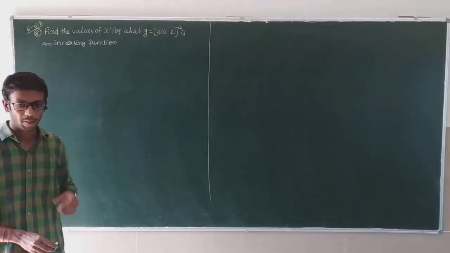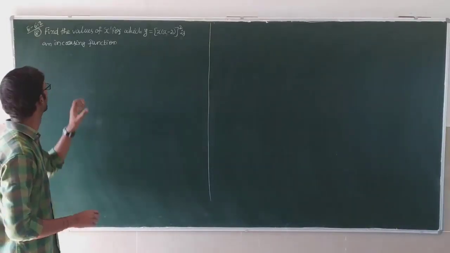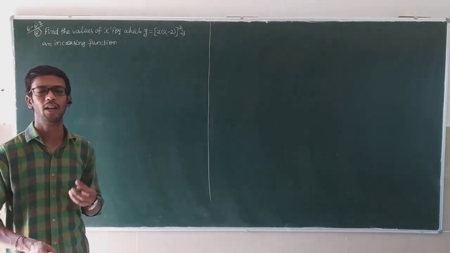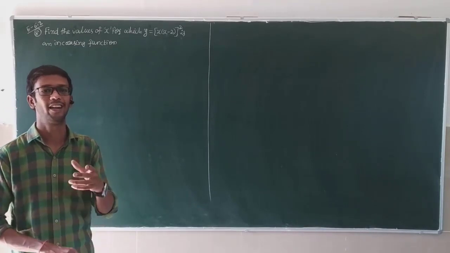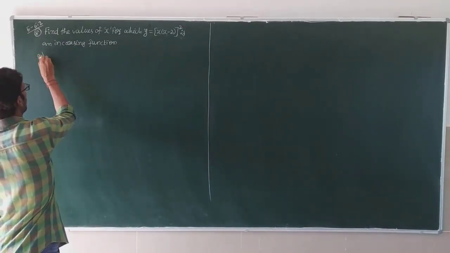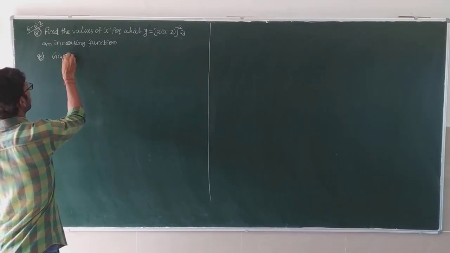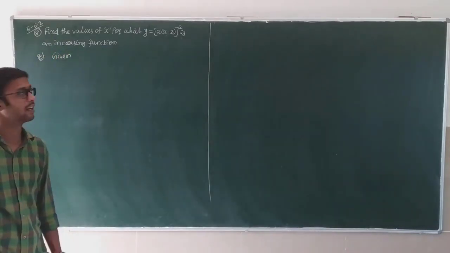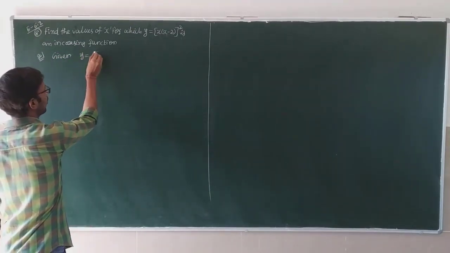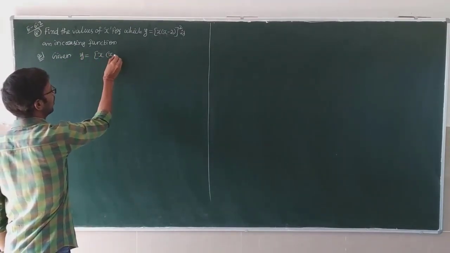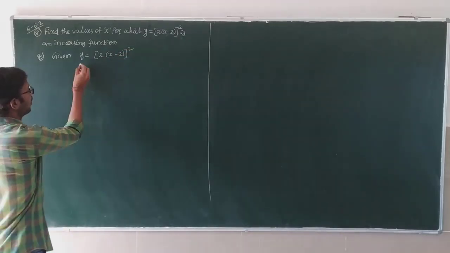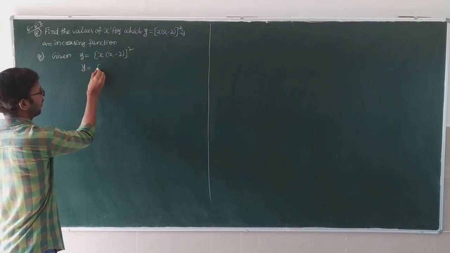Next, problem number 8. Find the value of x, which is nothing but find the intervals. Finding the intervals means it is a second type problem. So first of all, it is asking for increasing, remember that also. Given y is equal to x into x minus 2 whole square. I'll simplify this one first.